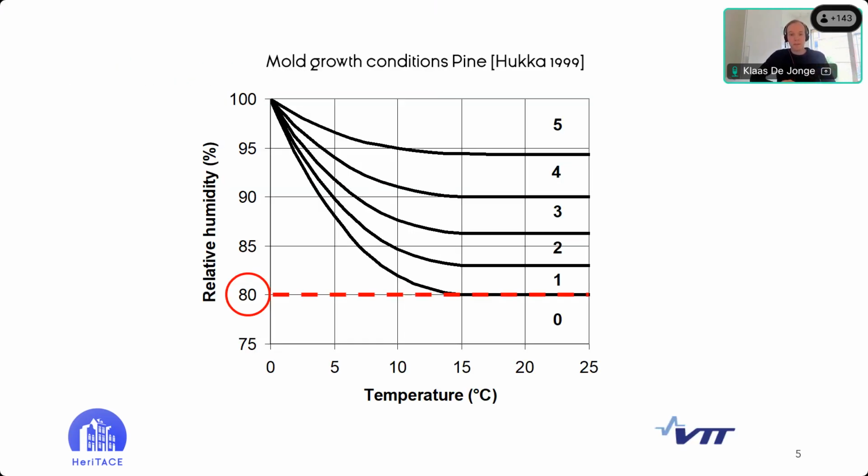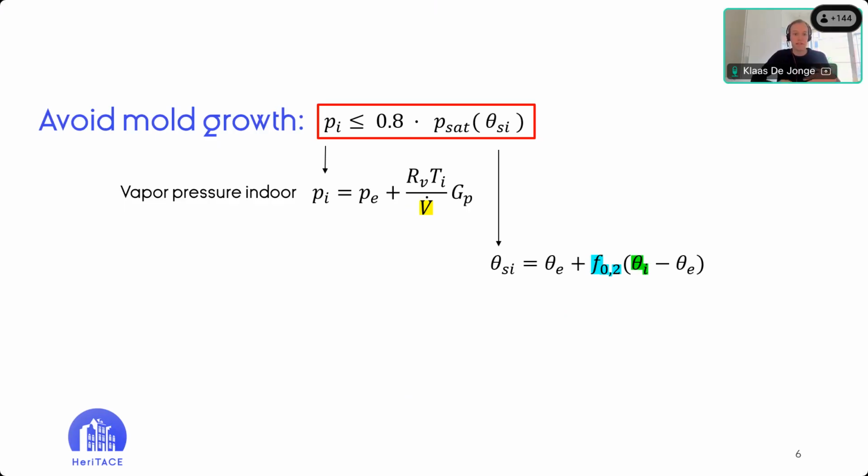If we go back to the previous graph, you see that there is a clear threshold value at 80% relative humidity. Below that, based on this model, you could say we don't expect mold growth issues. So in other words, if you put it in a formula, this means that the indoor vapor pressure should be below 80% relative humidity, and this is important, the relative humidity calculated at a possible cold point in the space, so a thermal bridge typically.